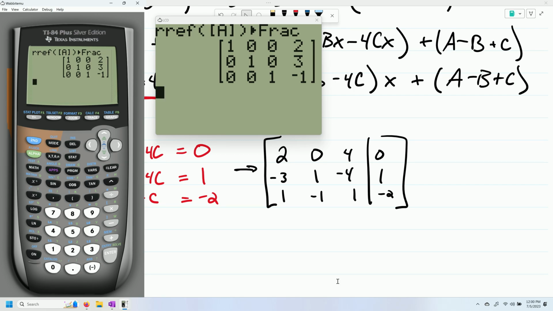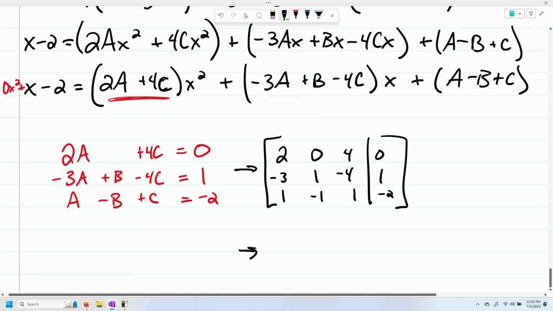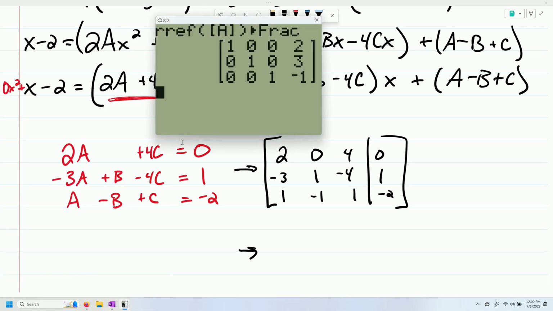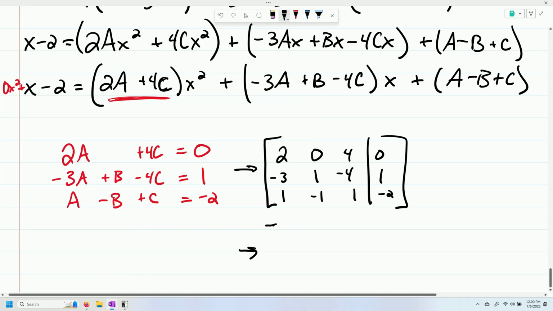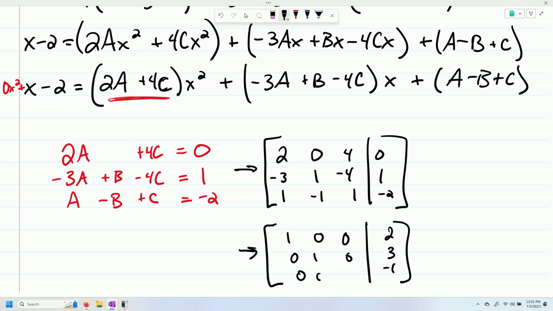All right, I had a typo in my calculator, so I had to fix it real quick. But here's what you end up getting. Oops, I needed that. Can I pin this to the top? No, it won't let me. That's fine. So we get 2, 3, negative 1. So let me just fill this in real quick.